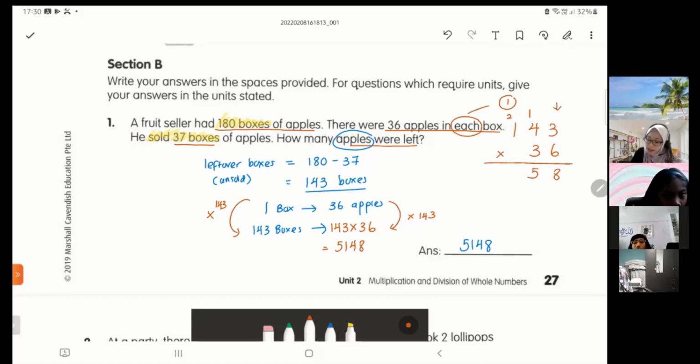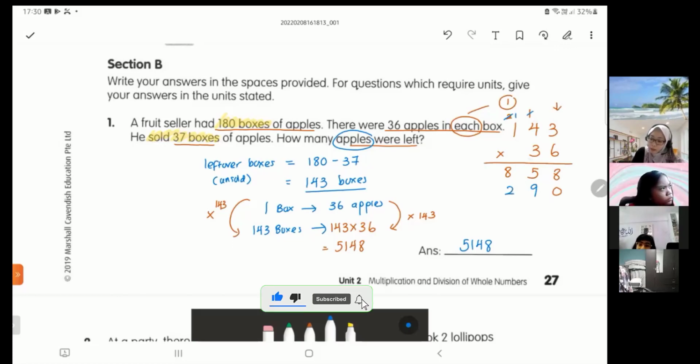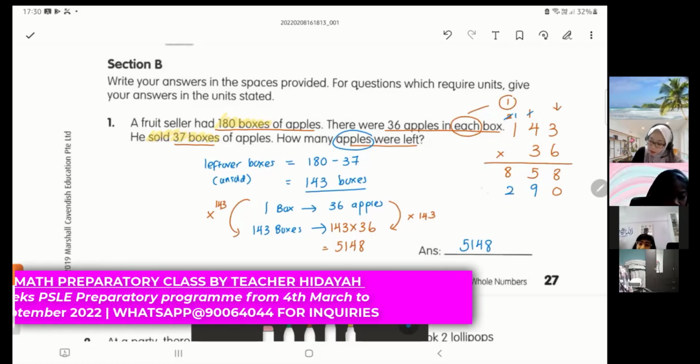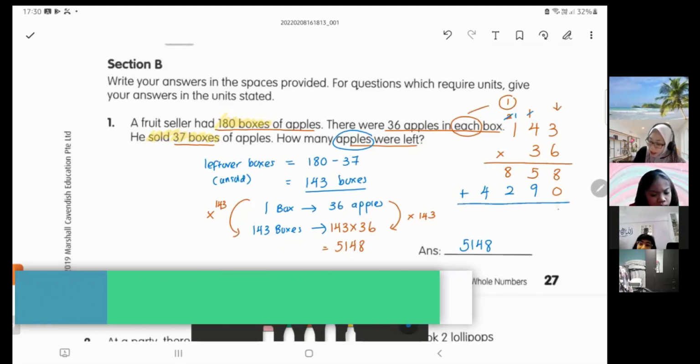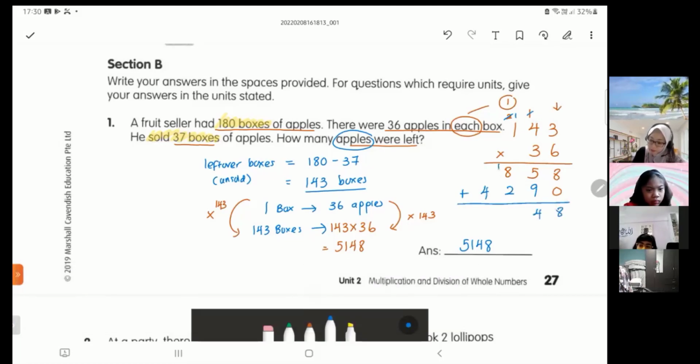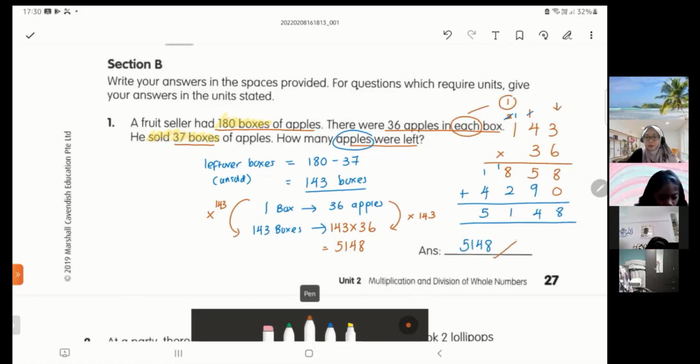1 times 6 is 6. 6 plus 2 is 8. Like that. Bring down a 0. Now I'm going to use another color to differentiate. 3 times 3 is 9. 4 times 3 is 12. 2 carry 1. 1 times 3 is 3, plus 1 is 4. Okay. Adding them up, we get 5148. So this is the answer.